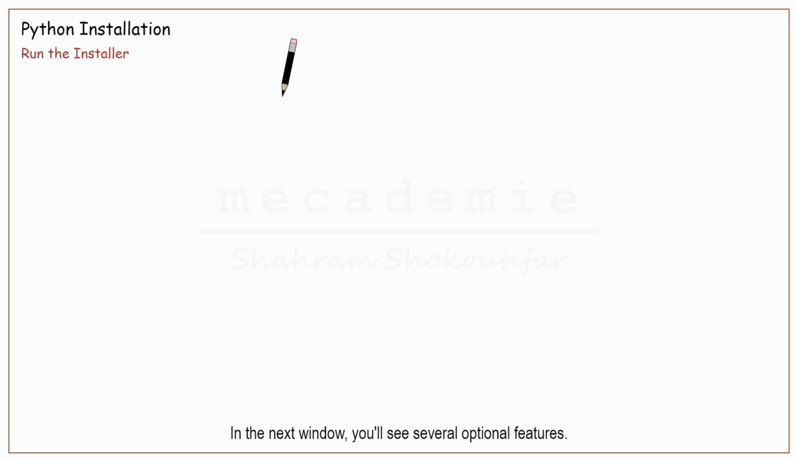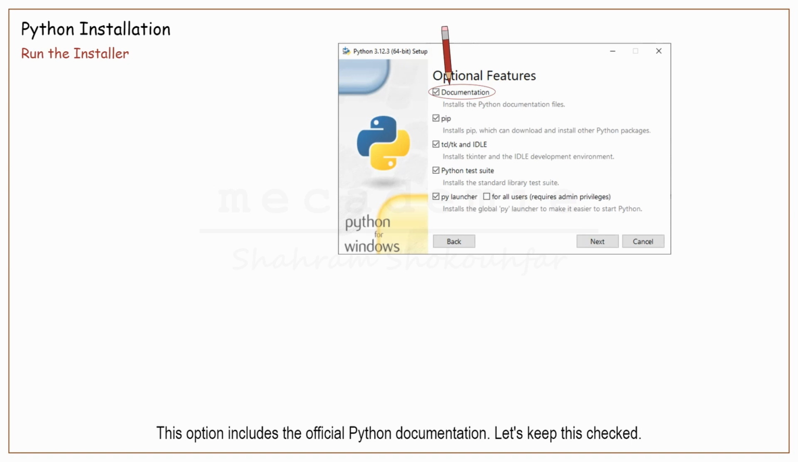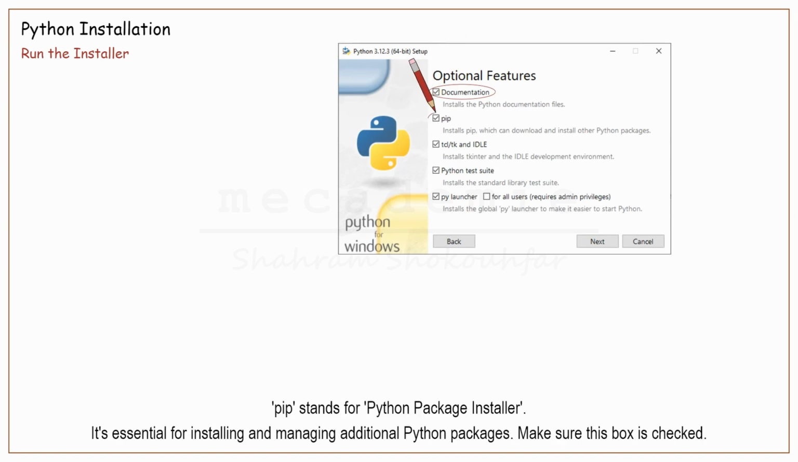In the next window, you'll see several optional features. This option includes the official Python documentation. Let's keep this checked. pip, or PIP, stands for Python Package Installer. It's essential for installing and managing additional Python packages. Make sure this box is checked.